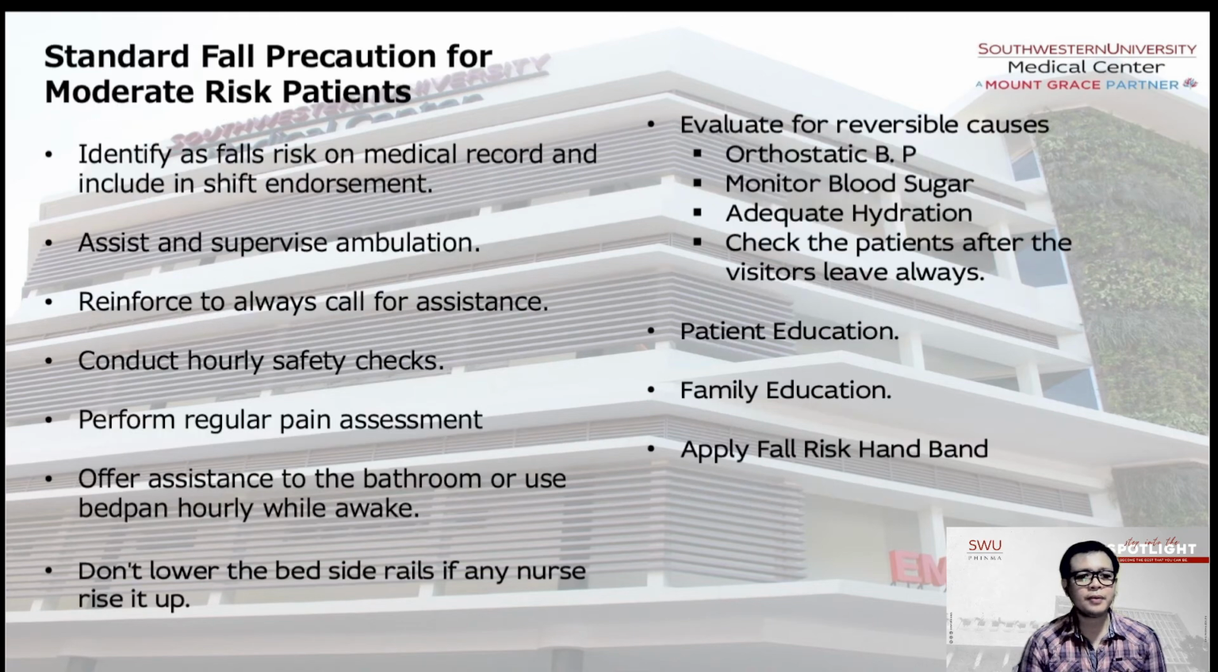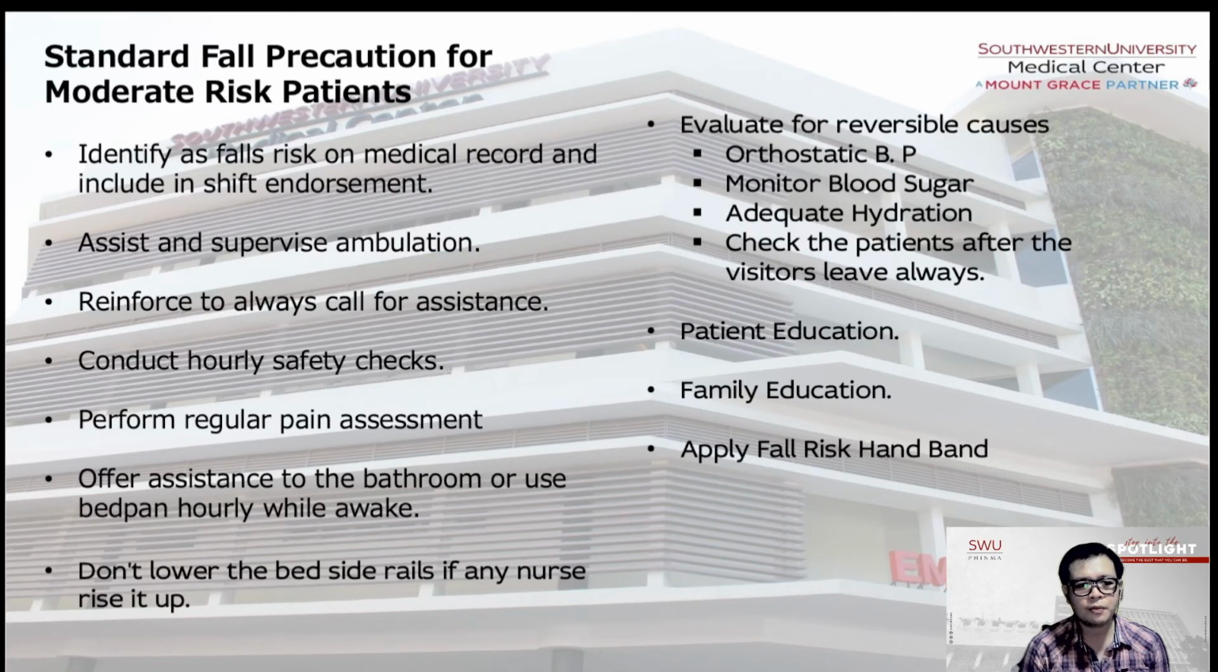So, standard fall precautions for moderate risk patients. You have to identify all fall risks on the medical record and include them in the shift endorsement. You really have to include it in the endorsement, emphasizing that the patient is in the category of moderate risk for fall. Assist and supervise ambulation as much as possible. Reinforce to always call for assistance. Conduct hourly safety checks. You go to your patient's bed or room at all times.